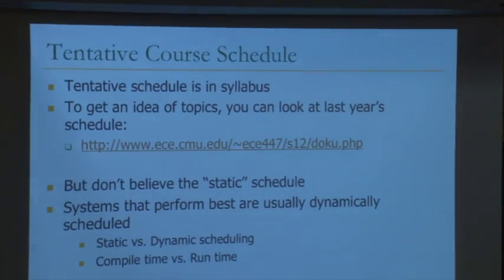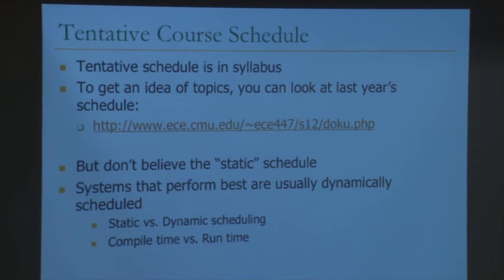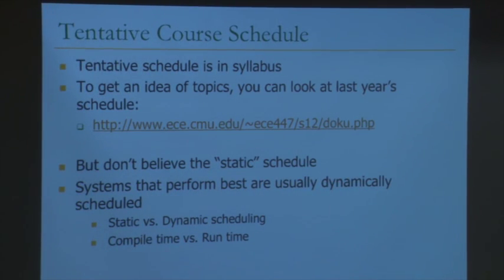Okay, tentative course schedule. This is in your syllabus. To get an idea of topics, you can look at last year's schedule. You can treat that as a potential prediction mechanism for this year. But the course is dynamic, right? Don't believe that static schedule. That'll give you an idea of what the topics are. You can even go and study the lecture notes. I'm going to use some of the same lecture notes, so they will be available to you. You could potentially study everything in the course, or maybe you've done it already. But don't believe the static schedule.